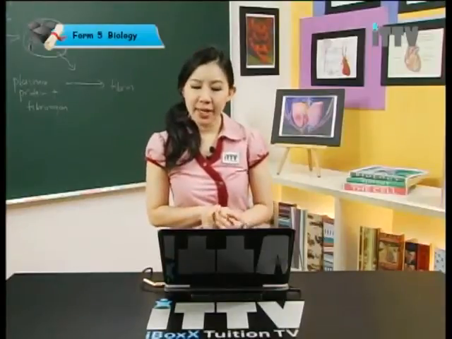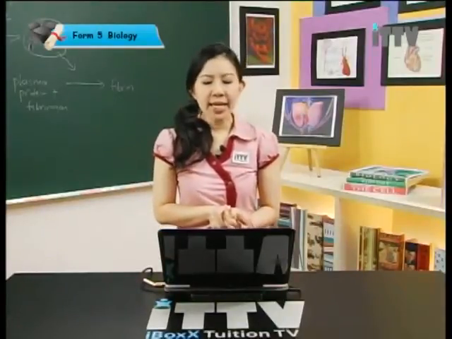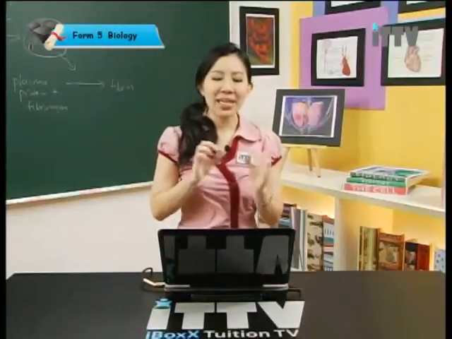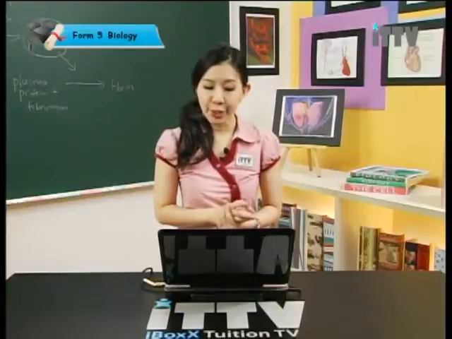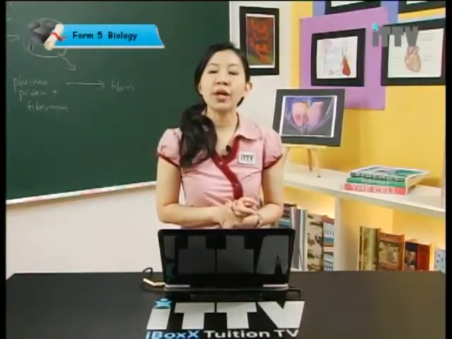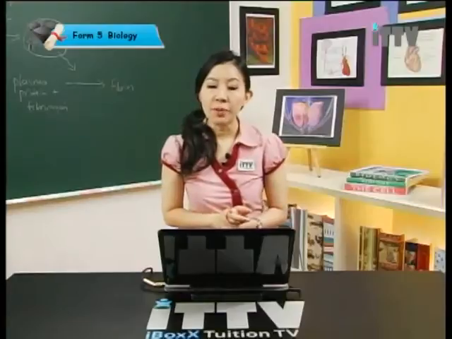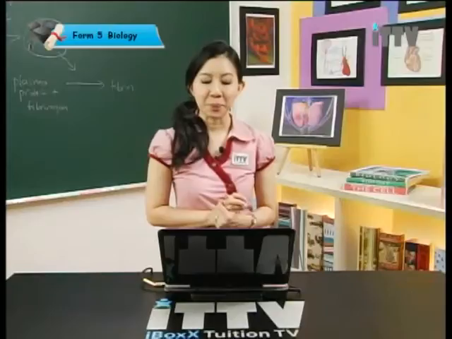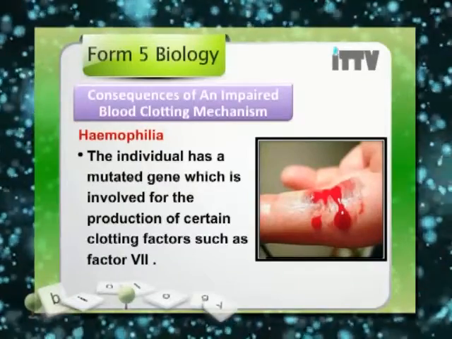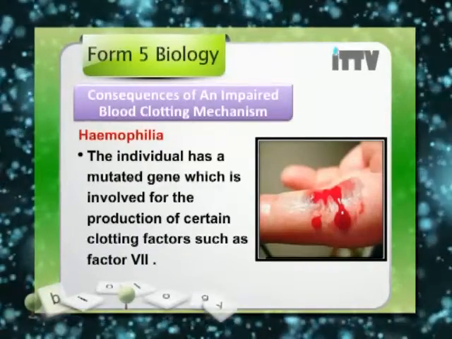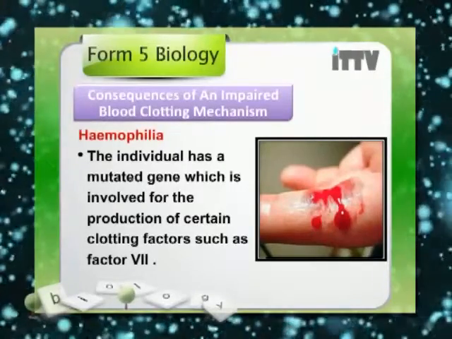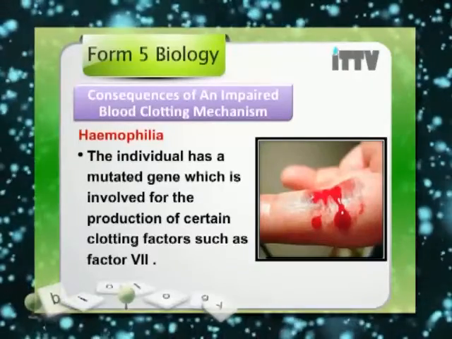But there are times there are problems when blood clotting never happens for certain individuals, and clotting happens at places where it's not required to. So we look at the first consequence of an impaired blood clotting mechanism, which would be hemophilia. It is a genetic disease caused by a single recessive gene on the X chromosome. The individual who has a defective gene will be unable to produce certain clotting factors, such as factor 7.